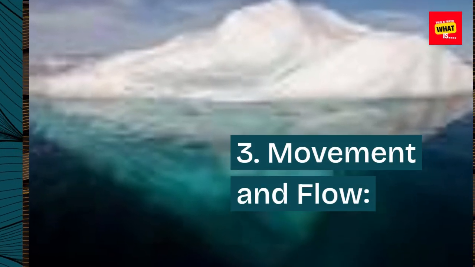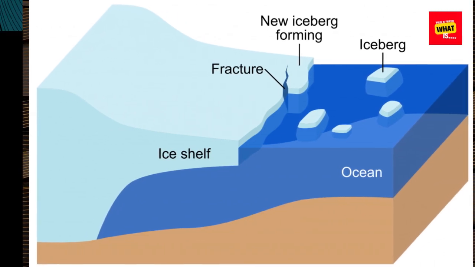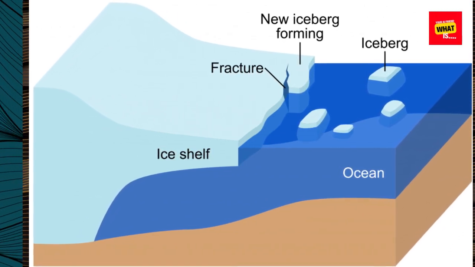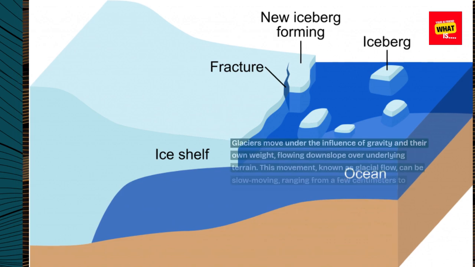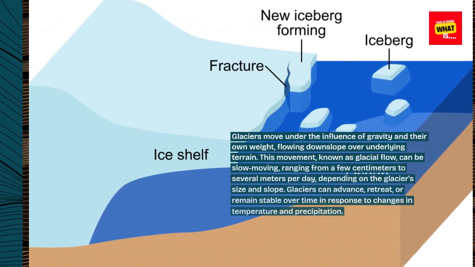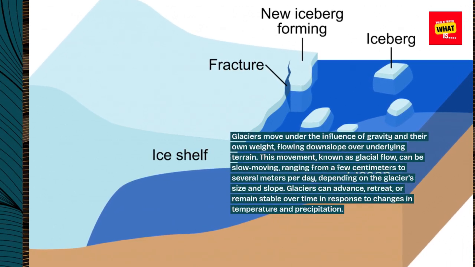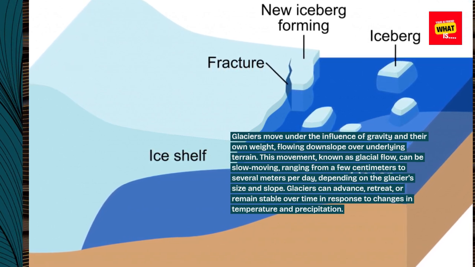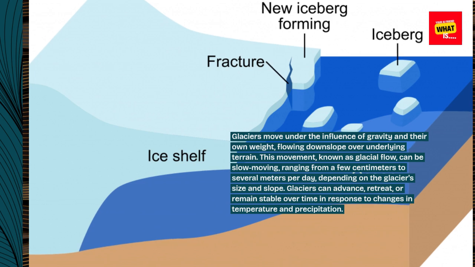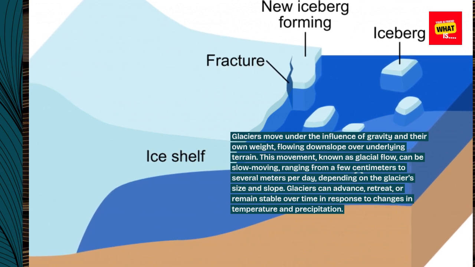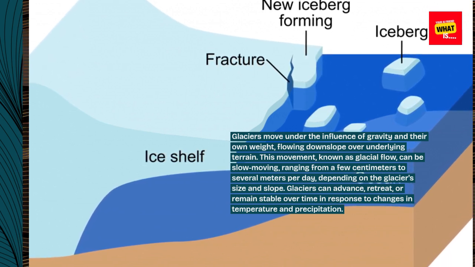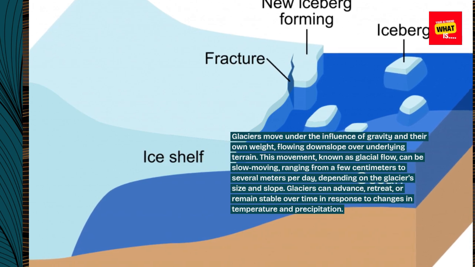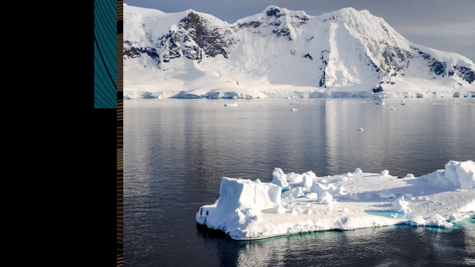3. Movement and flow. Glaciers move under the influence of gravity and their own weight, flowing downslope over underlying terrain. This movement, known as glacial flow, can be slow-moving, ranging from a few centimeters to several meters per day, depending on the glacier's size and slope. Glaciers can advance, retreat, or remain stable over time in response to changes in temperature and precipitation.